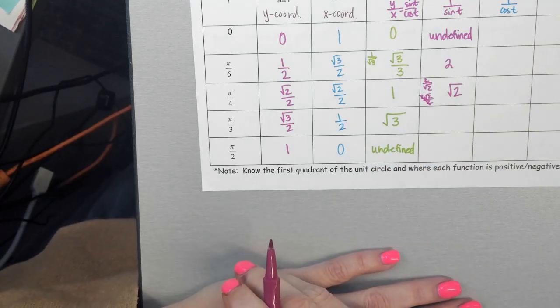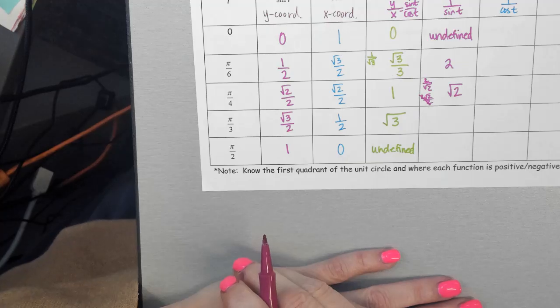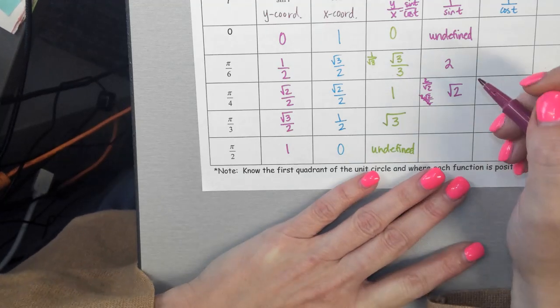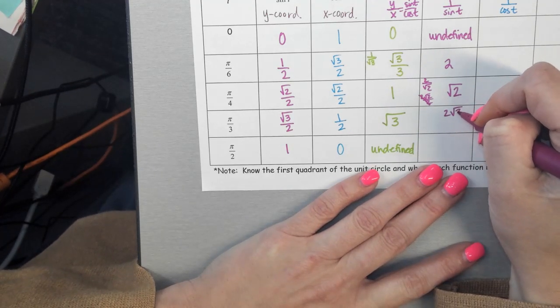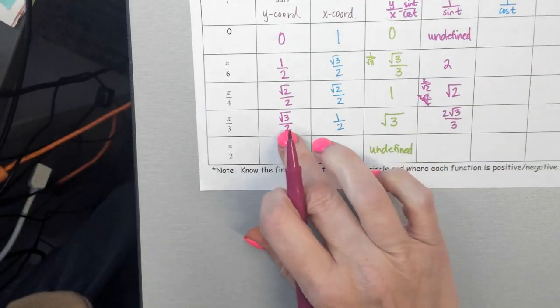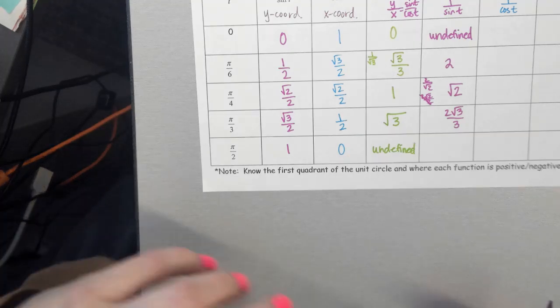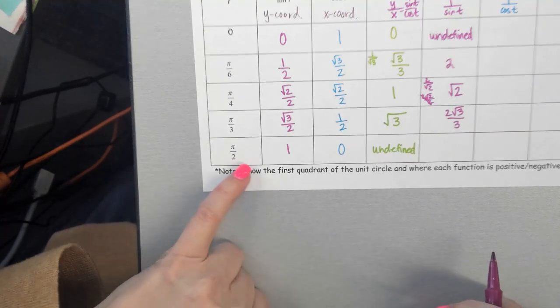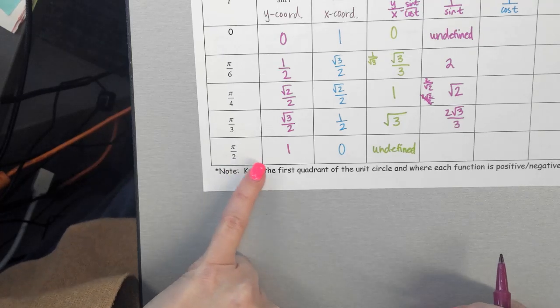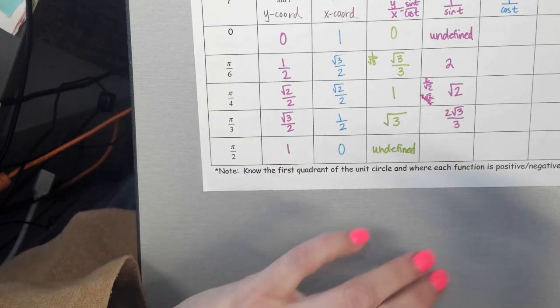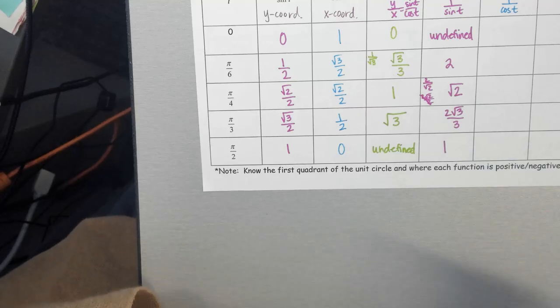Okay, and then John, what'd you get for pi over 3? Yep, 2 root 3 over 3. Okay, and again, it's because you're flipping that, you're multiplying by root 3 on the top and the bottom. Okay, it's okay to write it out and then show those steps there. And then at pi over 2, you're doing 1 over 1, which is just what? 1.